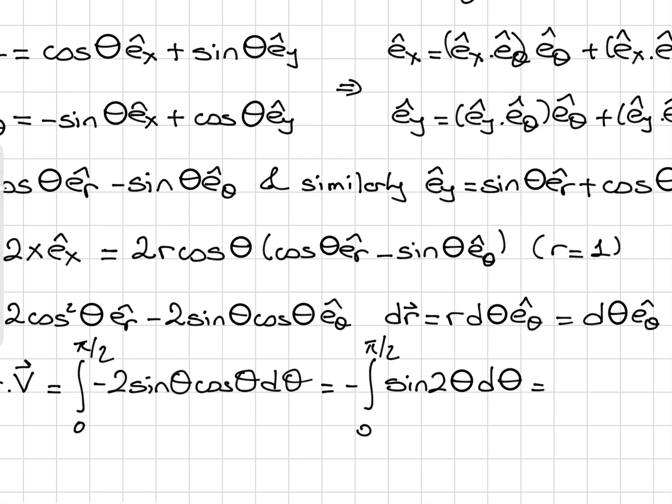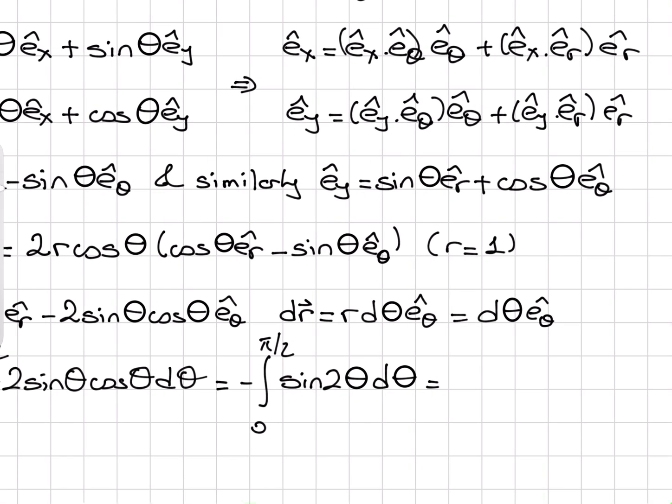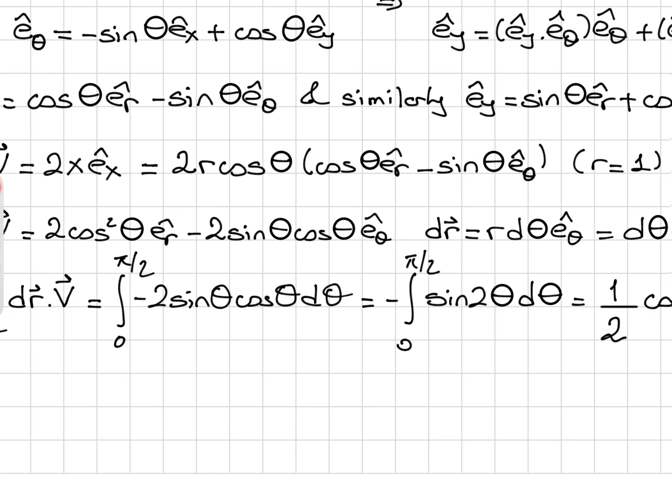And the integral of sine 2 theta is minus 1 over 2 cosine 2 theta, and that is to be evaluated between 0 and pi over 2. When we substitute pi over 2 here, we will get cosine pi, which is minus 1. When we substitute 0 here, we're going to get 1. So this is going to be minus 1 minus 1, minus 2, divided by 2.